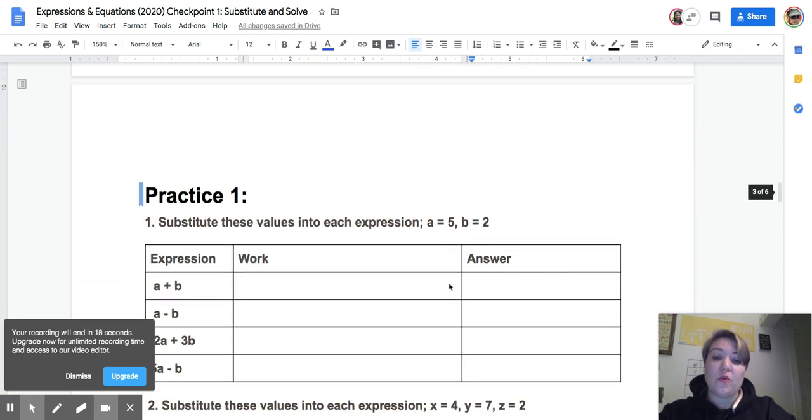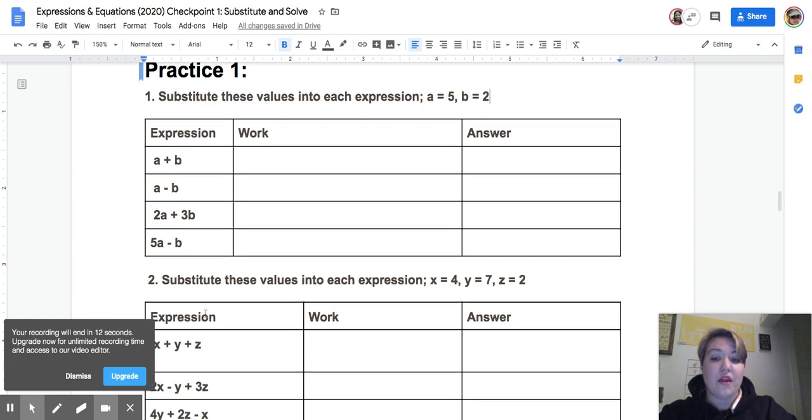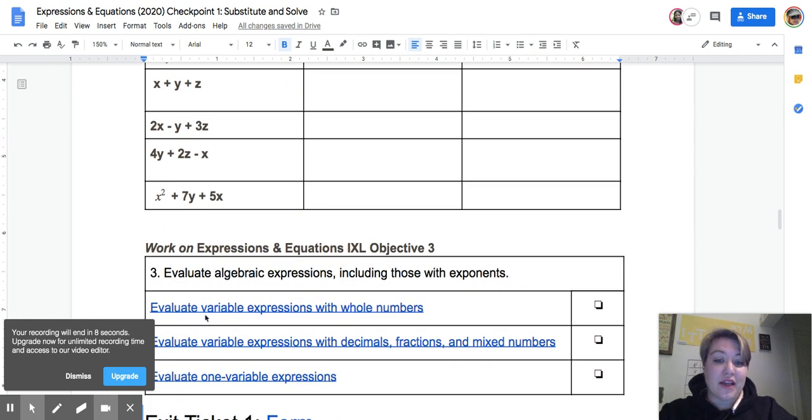Below, you're going to work on practice. A is 5, B is 2. You're going to substitute it in all the way down, and then do the same down here. There's also some IXL for you to do. What I'd like you to do is do them from here, and you can check them off on your IXL list.